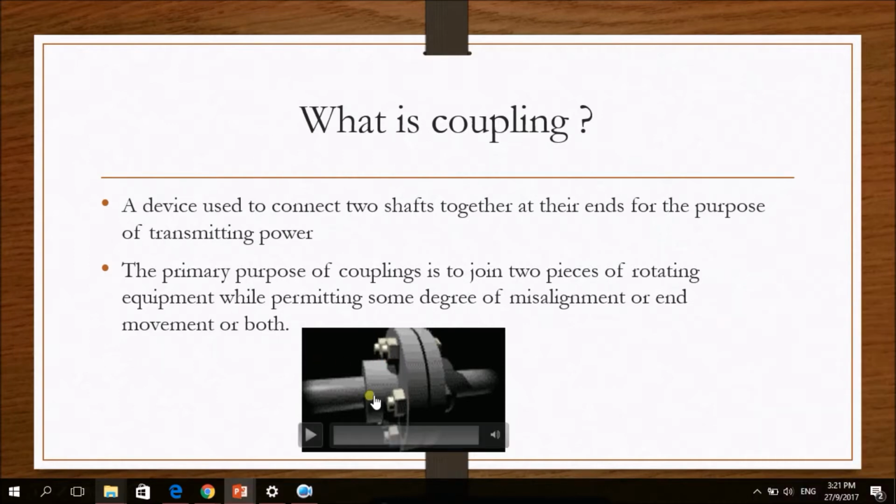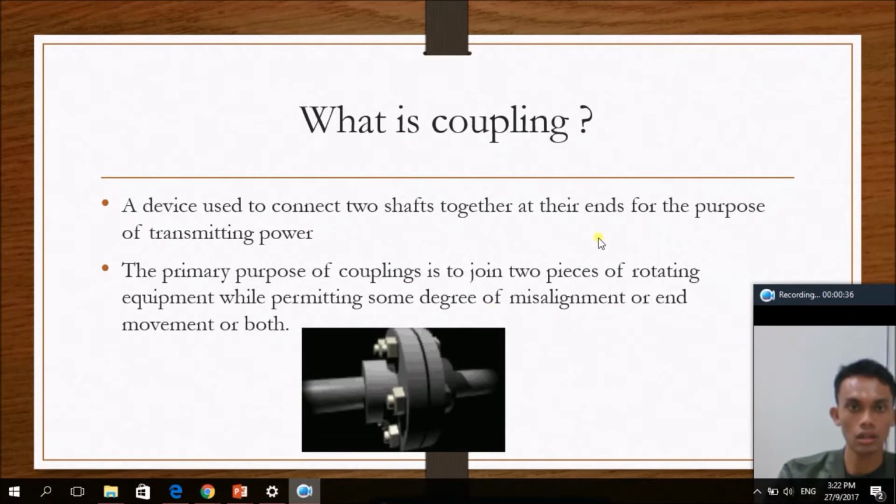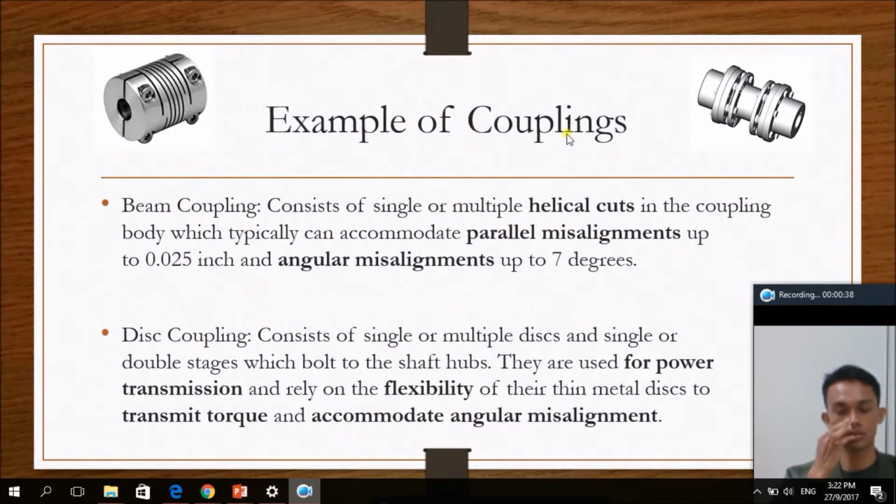So if you look at this video, you could see these are couplings, and then you could see the action of torsion here. Other examples of couplings are beam coupling and disc coupling. This is a beam coupling and this is a disc coupling.